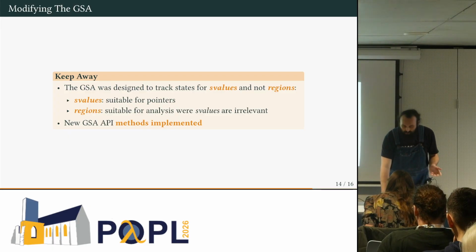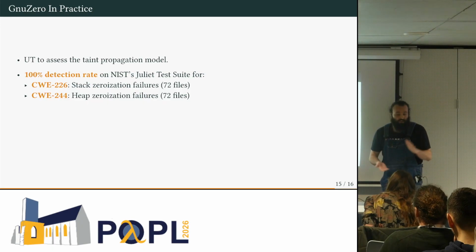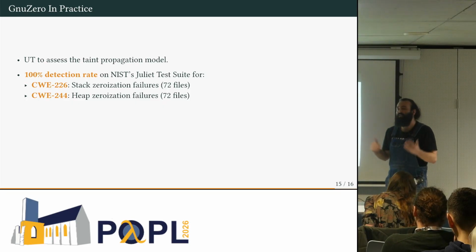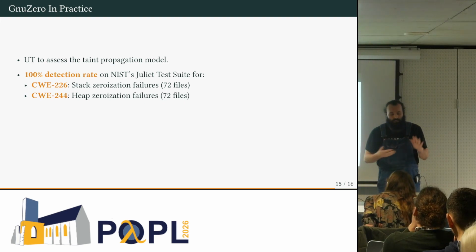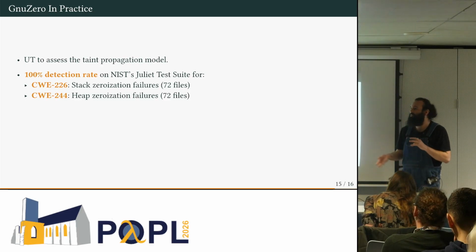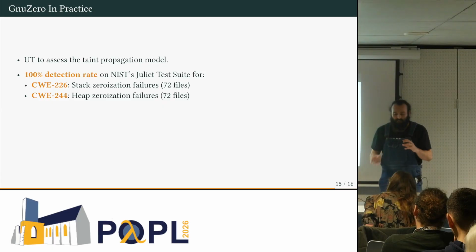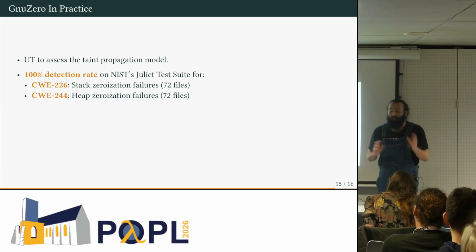And so we tested GnuZero on different levels. We tested it first with unit tests to assess our taint propagation model. But we also ran it on the NIST Juliet test suite, specifically the tests for the stack and heap zeroization failure, and we had a 100% detection rate.